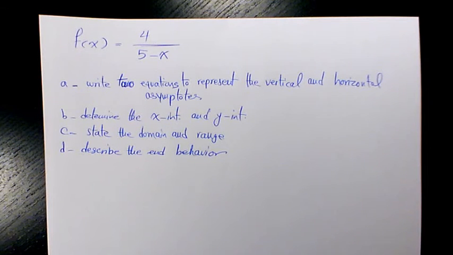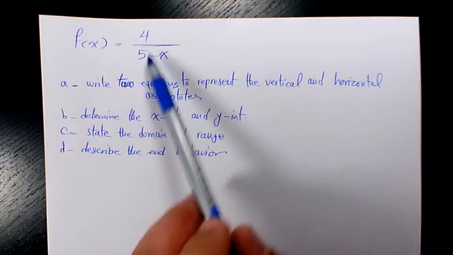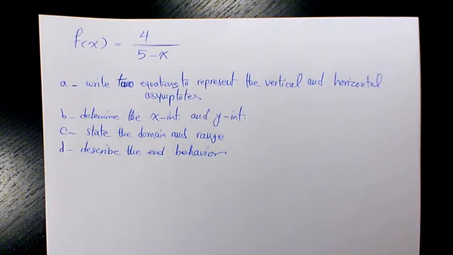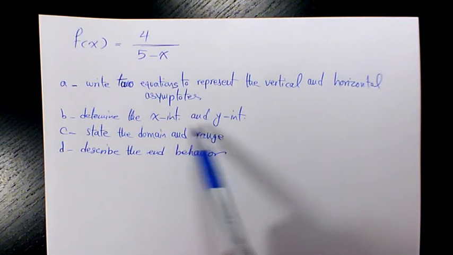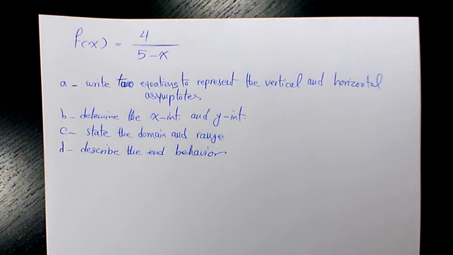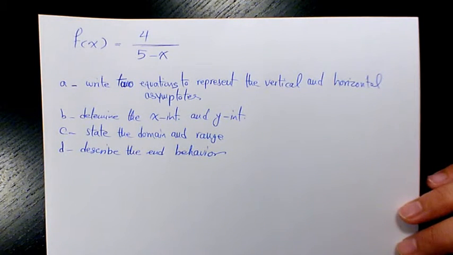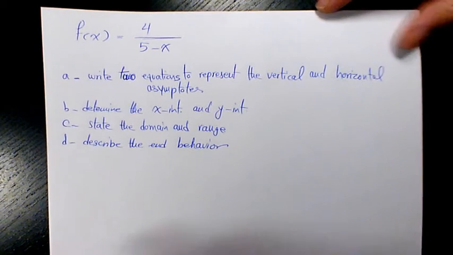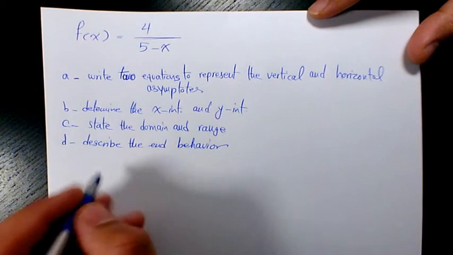Welcome to another video. In this video I want to talk about this function, 4 over 5 minus x. I want to write two equations to represent the vertical asymptote and horizontal asymptote. I want to find the x-intercept and y-intercept. I want to state the domain and range and describe the end behavior by sketching the function. Let's start with the horizontal asymptote and vertical asymptote.